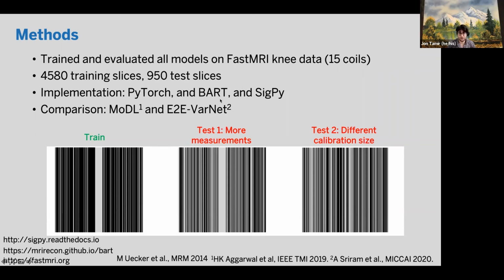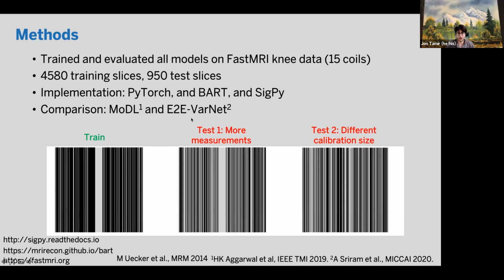And we used BART for estimating sensitivity maps in the classical way. And we also used a really awesome package called SigPy to compare the alternating minimization in the classical ways. Now for comparison, we compared to MODL, which was the unrolled network that only estimates the image given fixed maps. And we also compared to end-to-end VarNet, which is Facebook's unrolled network that has a deep learning model for estimating the sensitivity maps.